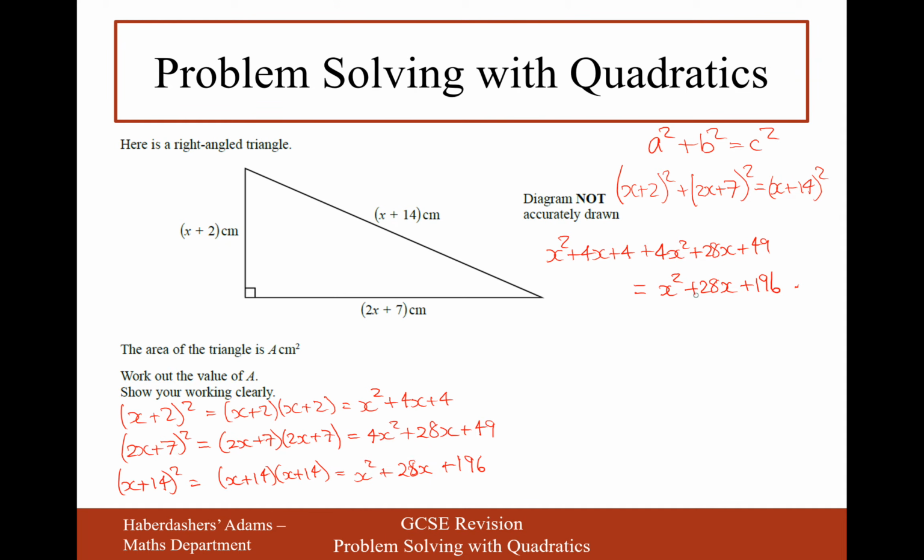So what I think I'm going to do first, I can see there's 28x on both sides, so I'll subtract 28x from both sides. Let's now subtract an x squared from both sides as well, so that will cancel out on both sides. Let's now just do a little bit of tidying, so it'd be 4x squared plus 4x plus 53 equals 196. Take away 196 onto the other side, and you get minus 143.